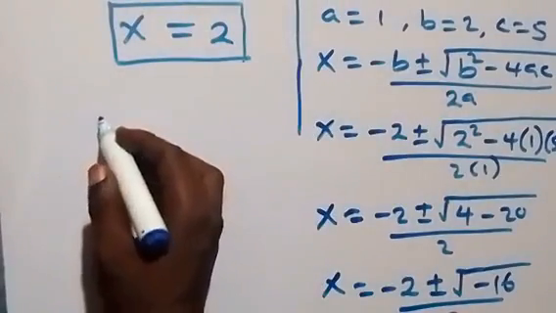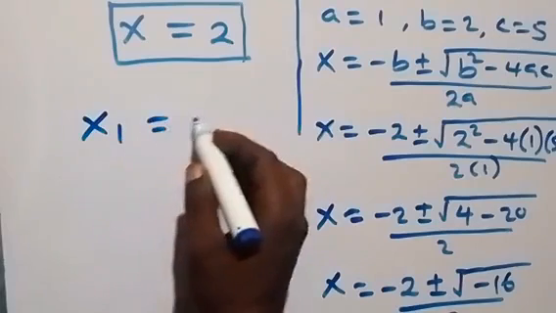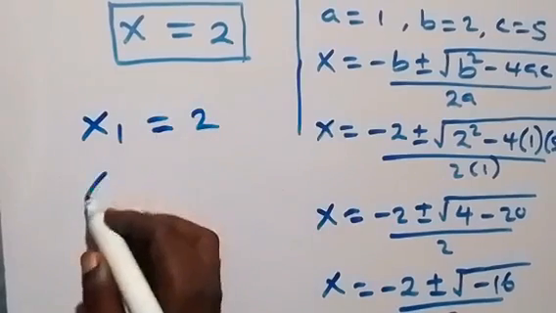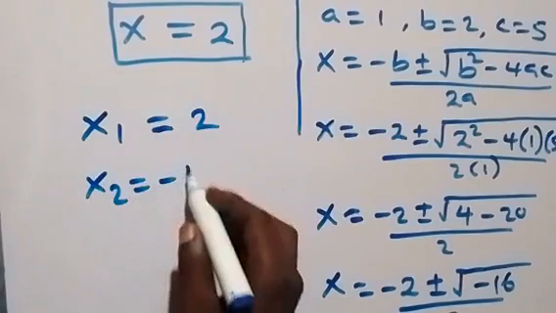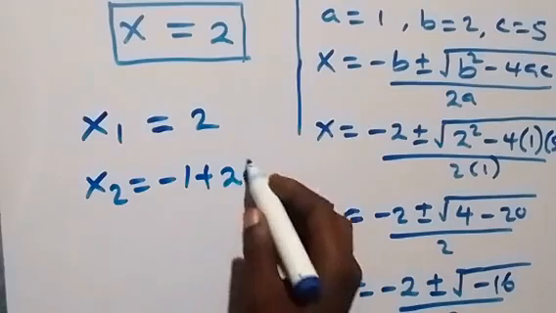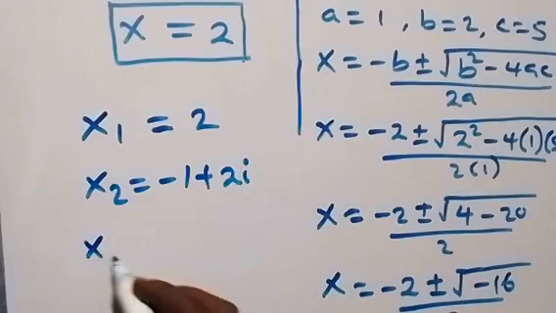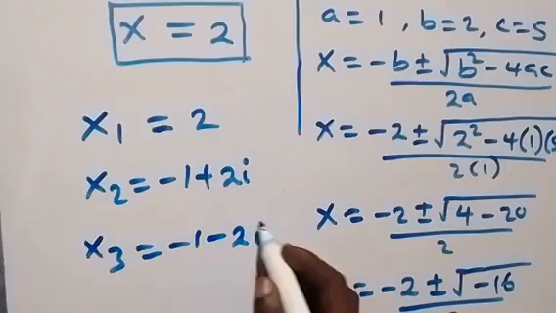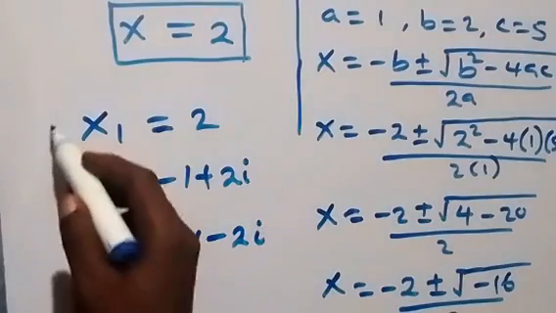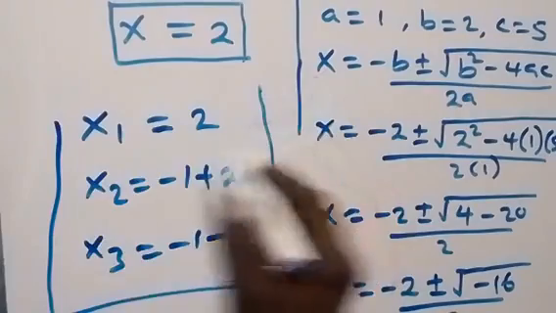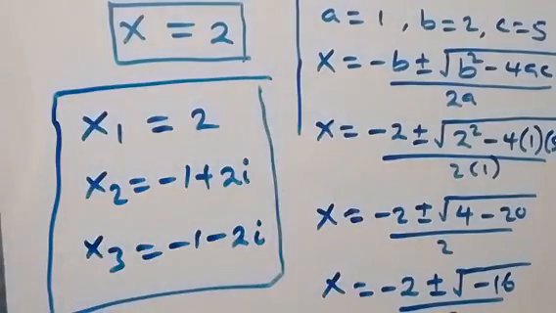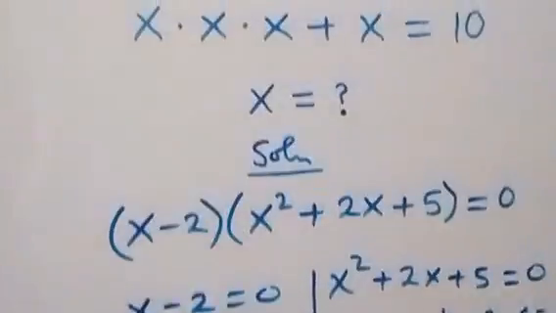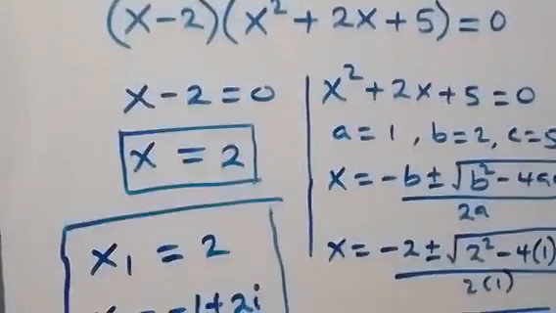The first one is x1, which equals 2. We also have x2, which is minus 1 plus 2i, and x3, which equals minus 1 minus 2i. So altogether we have these three solutions in this given problem. From what we have, we can check for the first solution, which is x equals 2.